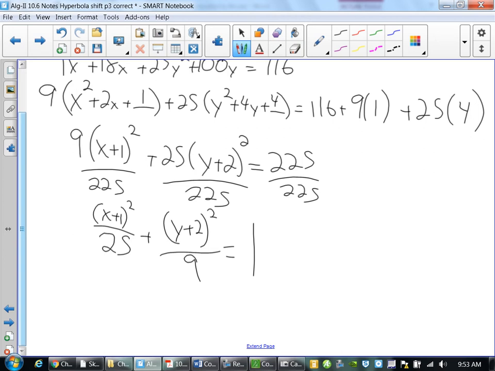Left and right. Why is it being stretched left and right? Because the x squared is bigger. Which one's the one that doesn't matter? Because a squared is under the x term, 25. See? That's not so bad. I got it right.